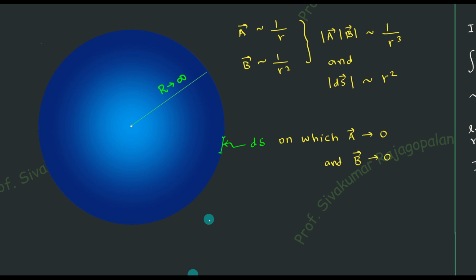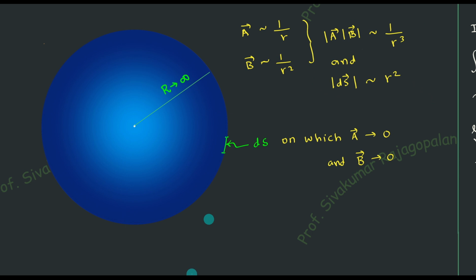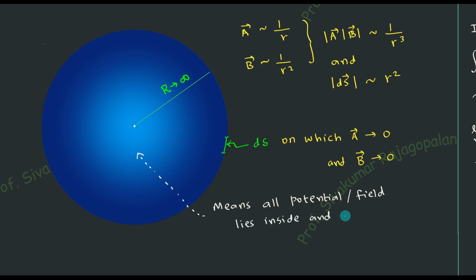Only for that purpose we consider such an infinitely large region of space, and this is what we are going to call by the name all space. So let me write down this explanation. All the potential or all the field, whatever be the case, everything lies inside, and therefore the volume integral takes care of the energy. Takes care means what? Takes care of the evaluation of the energy. So this statement is important.